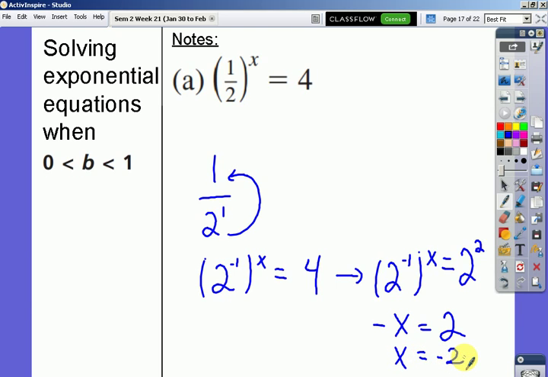Does that make sense what I did? Do you have any questions about that? Again, always turn your fractions into a negative exponent and then break it down either into a product of primes or into another base where on either side of the equation they're the same.